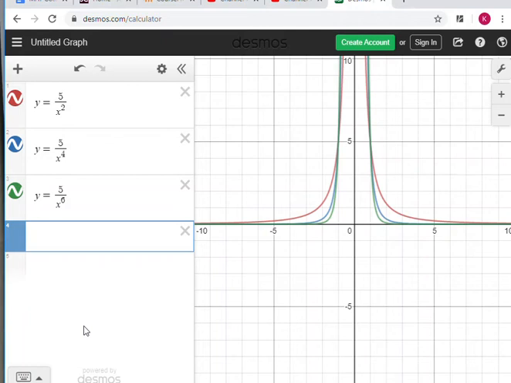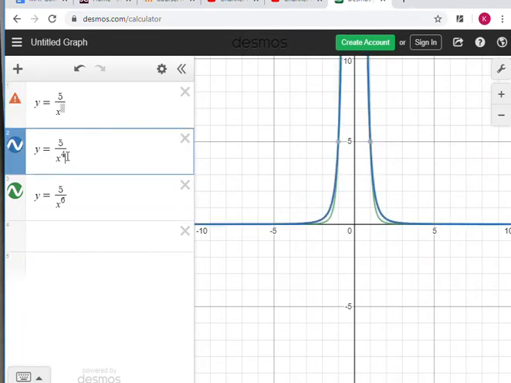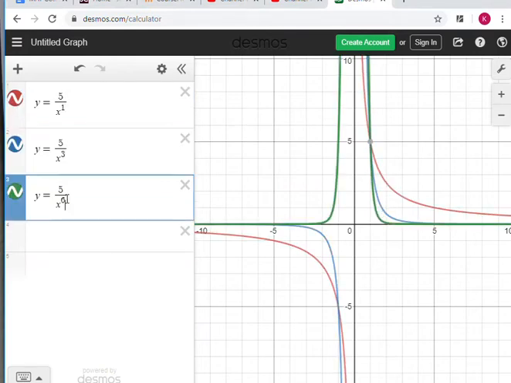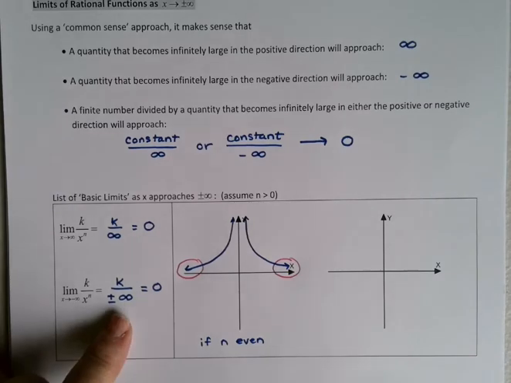If I just change these to odd powers, first power, oops, I guess I've got to put a first power in there, or a third power, or a fifth power. Once again, the graphs all essentially look the same. They just get a little steeper the higher the power. But once again, if you look at the end behavior, these graphs are approaching y equals 0 on the ends, which is an illustration of those limits that we just talked about.